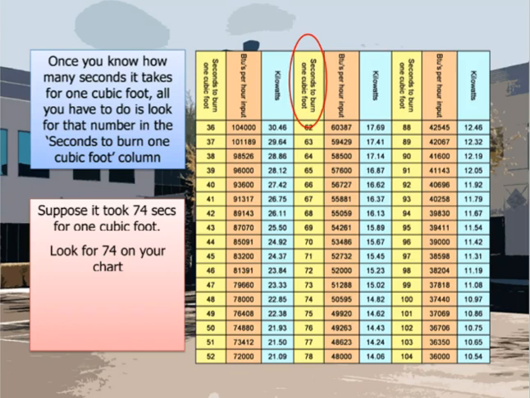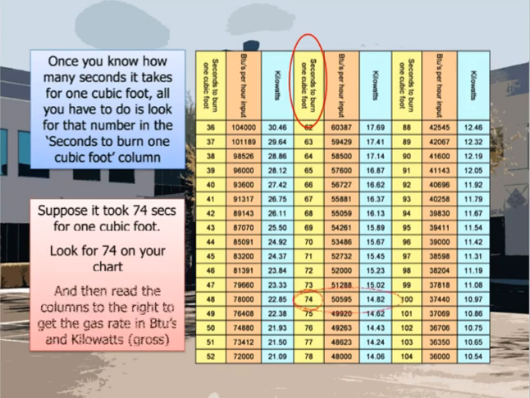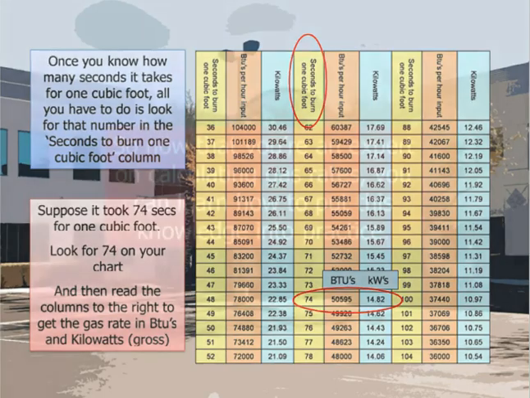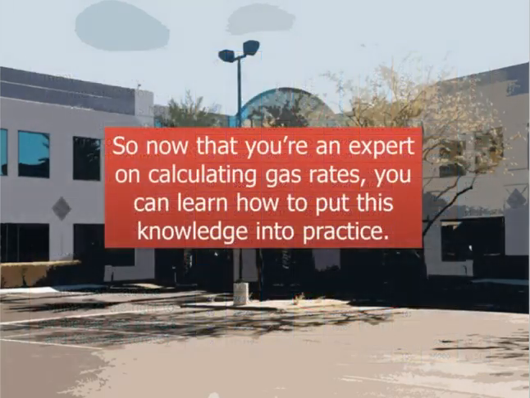Suppose it takes 74 seconds for 1 cubic foot. You look for 74 on your chart. And then you read the columns to the right to get the gas rate in BTUs and kilowatts gross. So now that you're an expert on calculating gas rates, you can learn how to put this knowledge into practice.